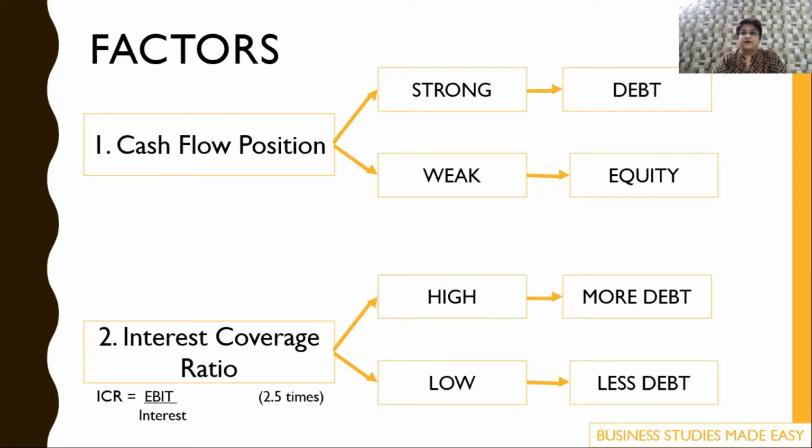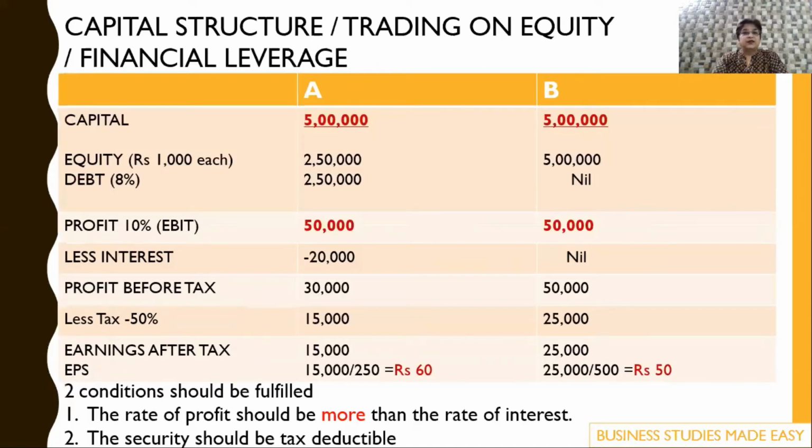So if the cash flow position is weak, then when he is deciding upon the capital structure of the company, he will go in for equity. The second thing that he has to keep in mind is the interest coverage ratio. Now, the interest coverage ratio in this case that I have discussed with you was 2.5 times. How did we get that? See, the profit was 50,000, but the interest was 20,000. So the profit is covering interest 2.5 times.